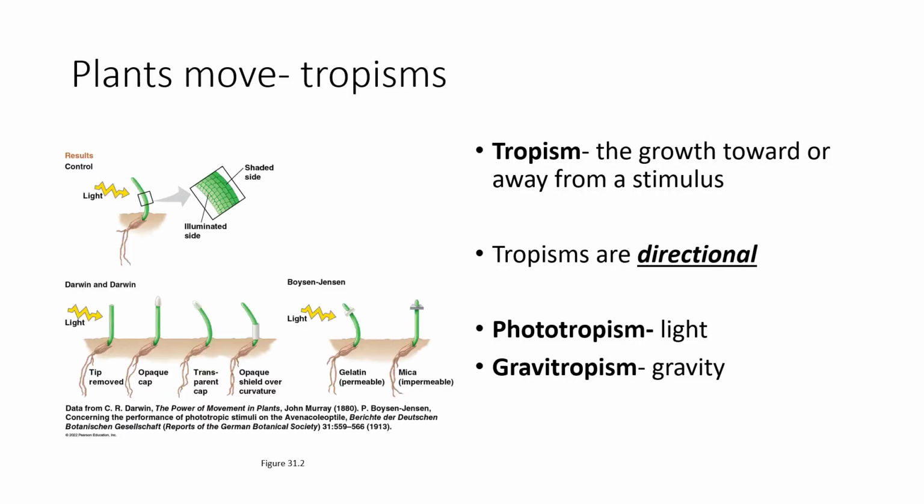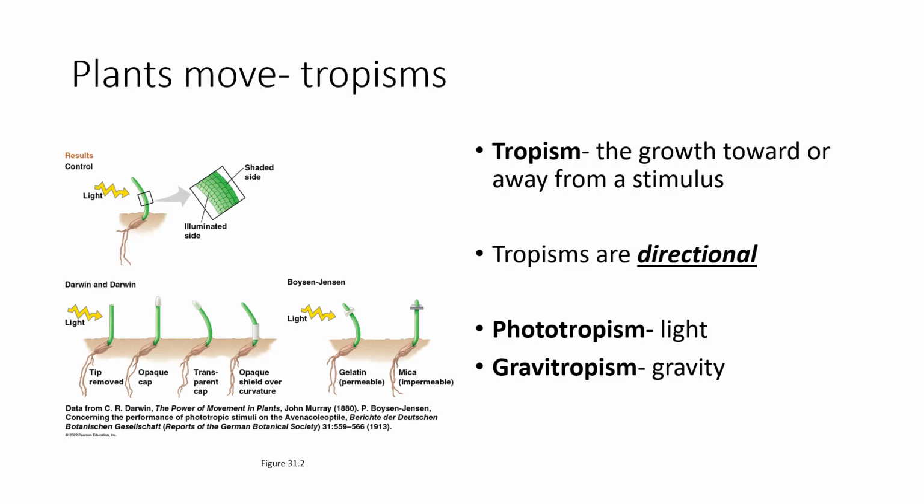Plants do move. Although we often think of plants as somewhat static, they do very slowly move, and if you speed up a camera, you can actually see them bending towards things. A tropism is the growth toward or away from a certain stimulus. It is notable that tropisms are directional.